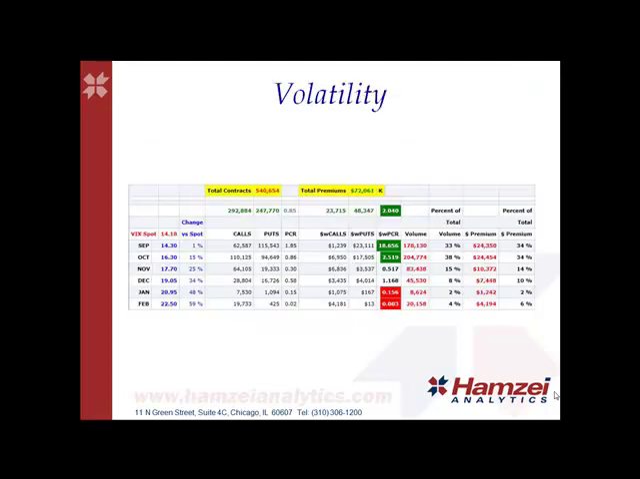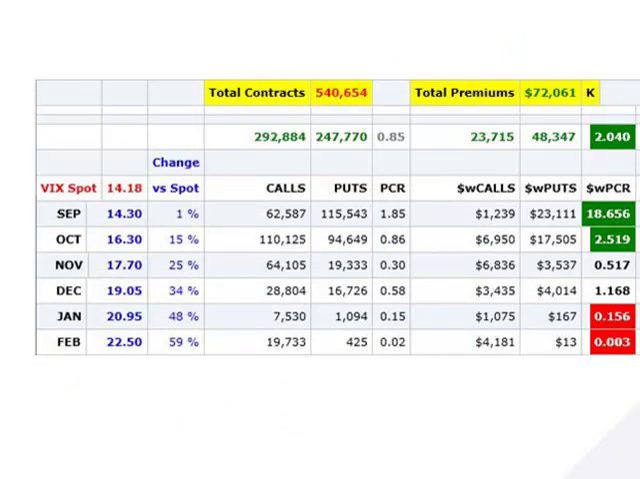For the volatility, there were 540,000 contracts traded on the VIX with 72 million in total premiums paid. Pretty big volume today on the VIX options.